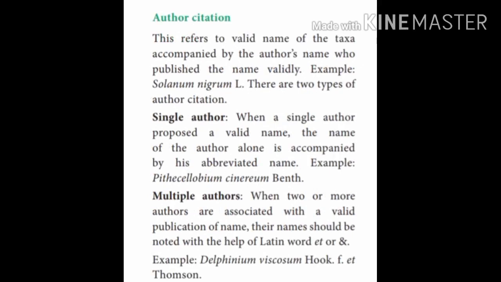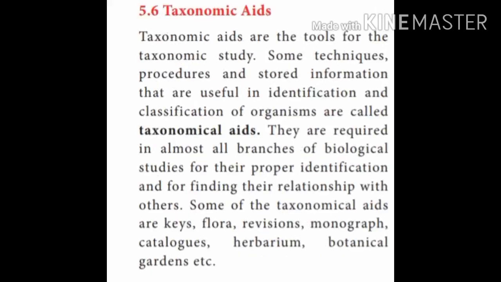Author citation is an important thing in the naming of a plant. That is signing a plant by the name of the person who first describes or identifies it, called the author. So if a plant is identified or described by a single person, it is called a single author, and if it is done by two persons associated with the valid publication of the name, their names should be noted with the help of the Latin word et, or and, and you should write both the scientists' names who found out the plant. So this is called the author citation. While naming a plant, all these things have to be taken into consideration.